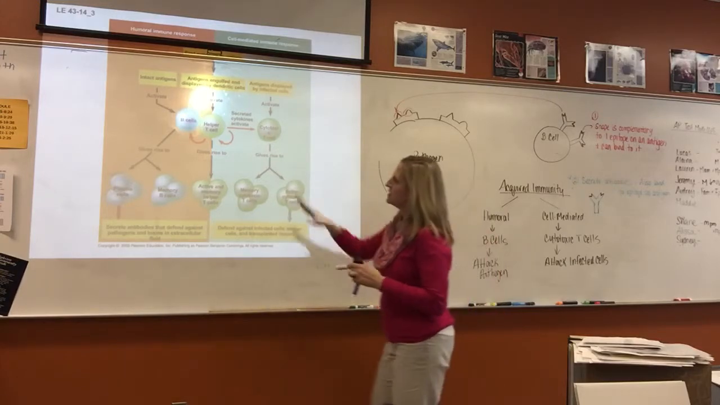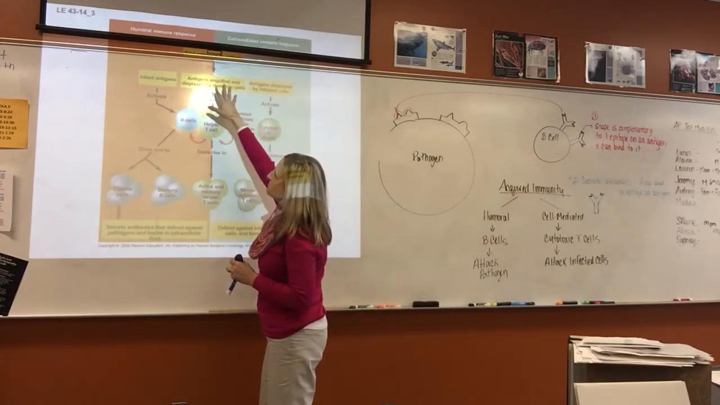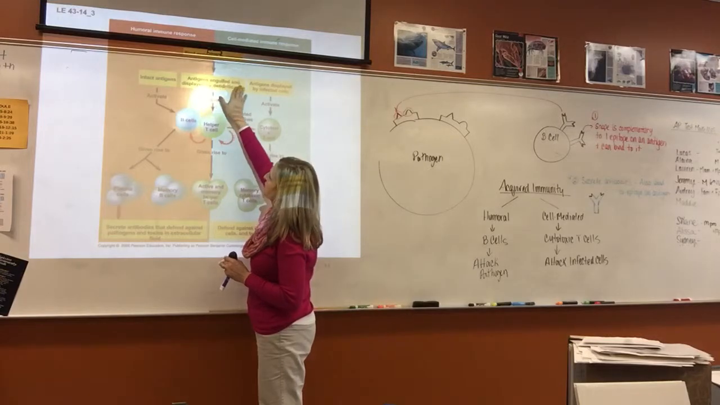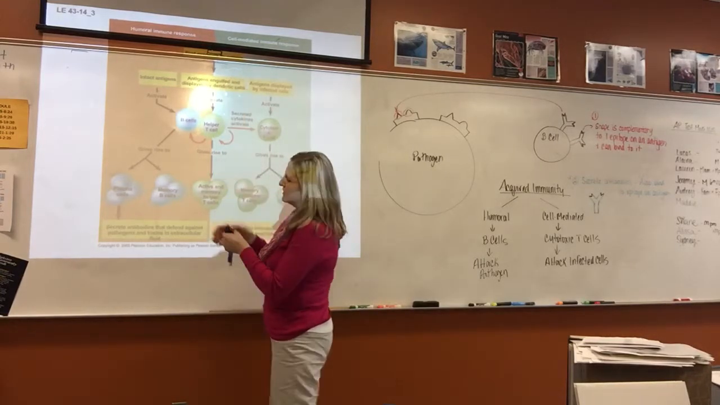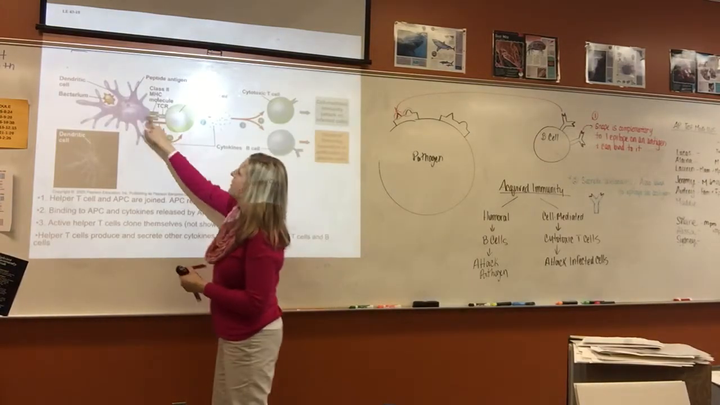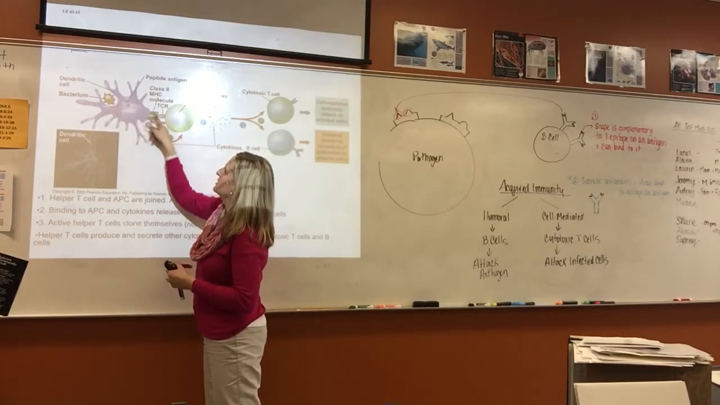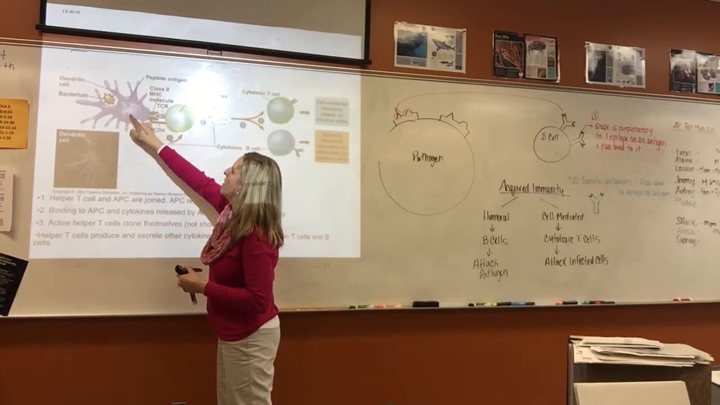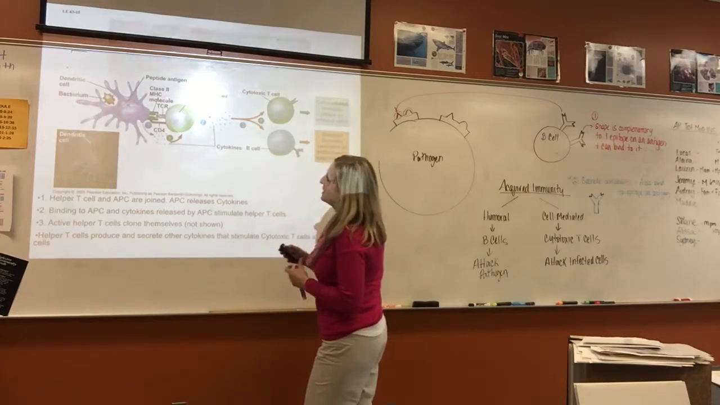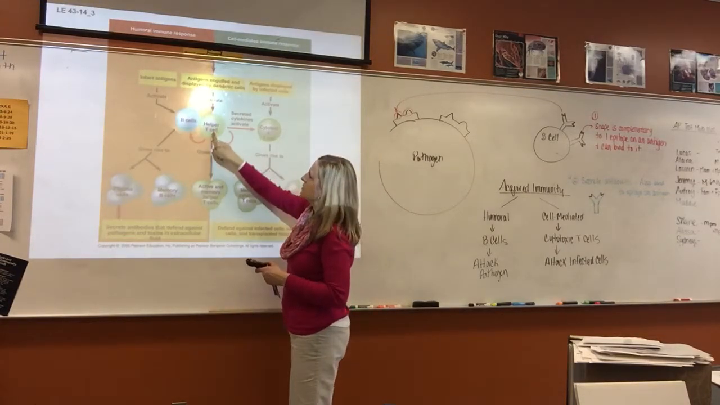When we look at this, here's your helper T cell. So this is what we just talked about. Antigens engulfed and displayed by dendritic cells. That was this part right here. It's the antigens. They're engulfed and displayed by the APC, dendritic cell. That's going to activate the helper T cell. So that's what we have here.